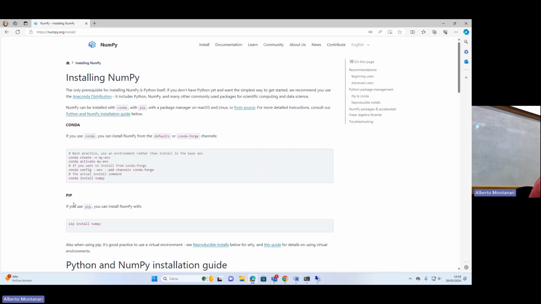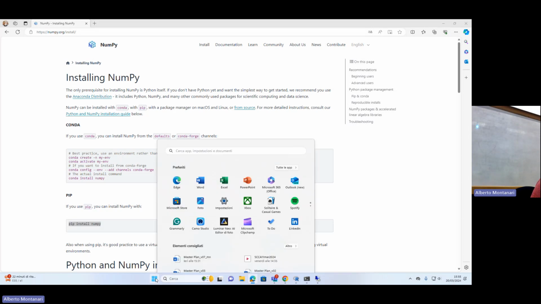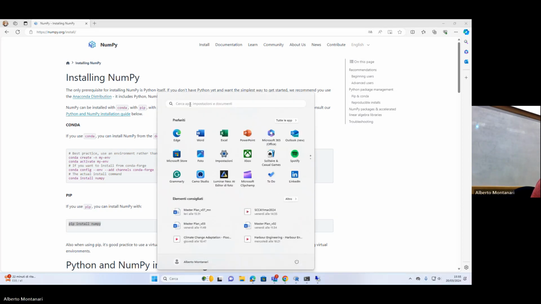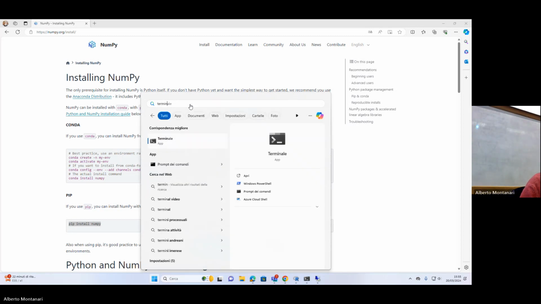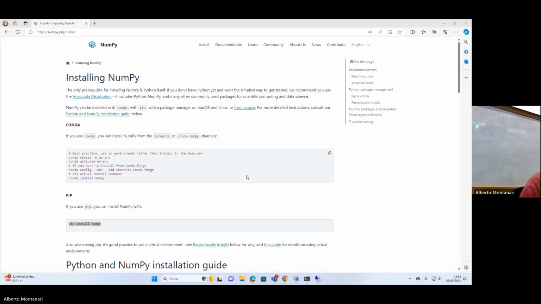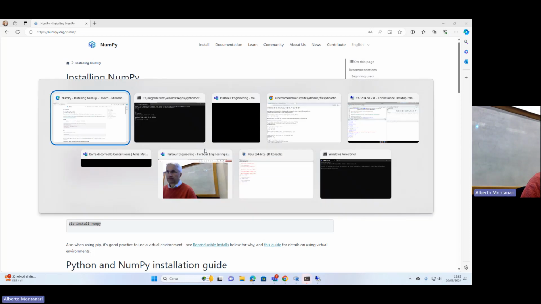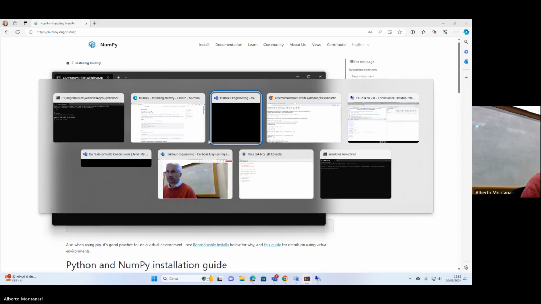Actually, you see, what it tells me is to use this command from the terminal. So it is indeed needed, the terminal. Okay, good. So let me open the terminal then. The terminal is here.